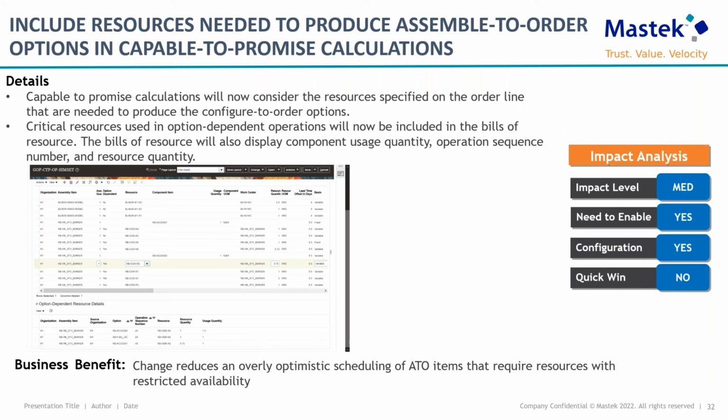Critical resources used in option-dependent operations will now be included in the bills of resources. The bills of resources for option-dependent resources will also display additional features such as component usage, operation sequence number, and resource quantity. So here we have resource quantity, usage quantity, and operation sequence numbers. Benefits: this change reduces overly optimistic scheduling of an ATO item that requires resources with restricted availability.